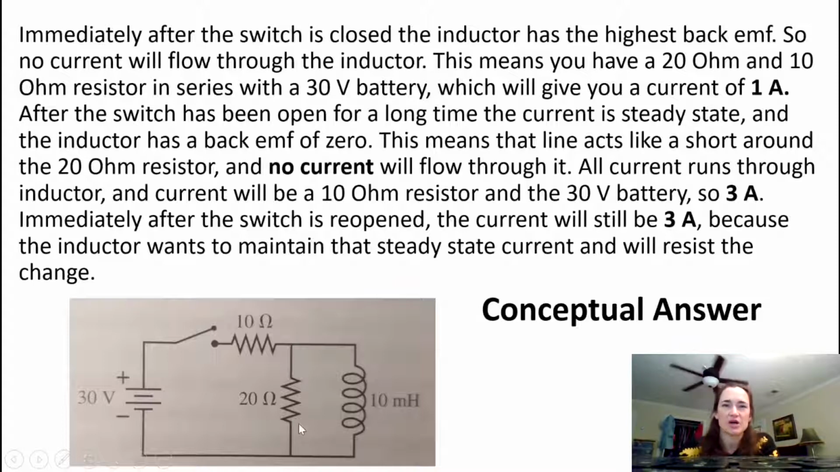The inductor is going to try to maintain. That's what inductors do. So that means that since it was 3 amps when the switch was opened, it'll try, at least for a split second, to stay 3 amps. So immediately after the switch is reopened, it'll be 3 amps. So that's the conceptual answer to the problem, and you have to do very little math in order to get that.